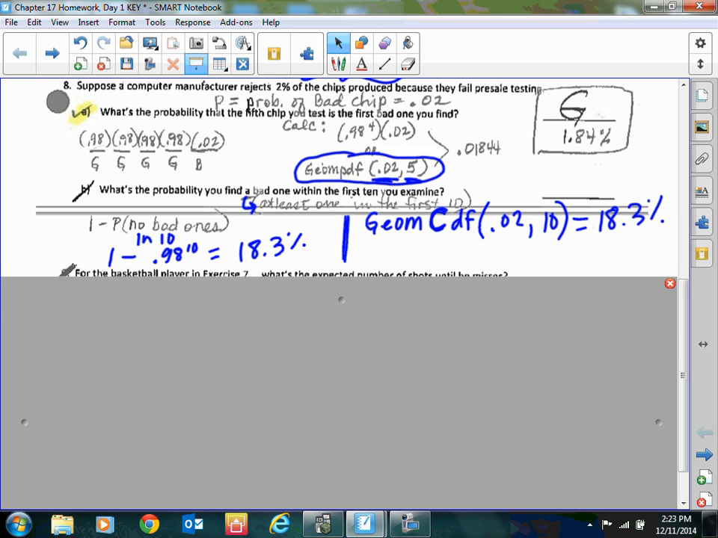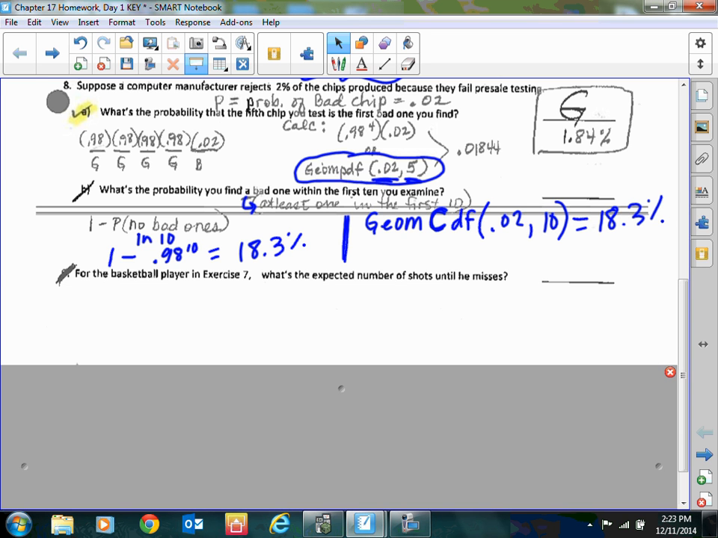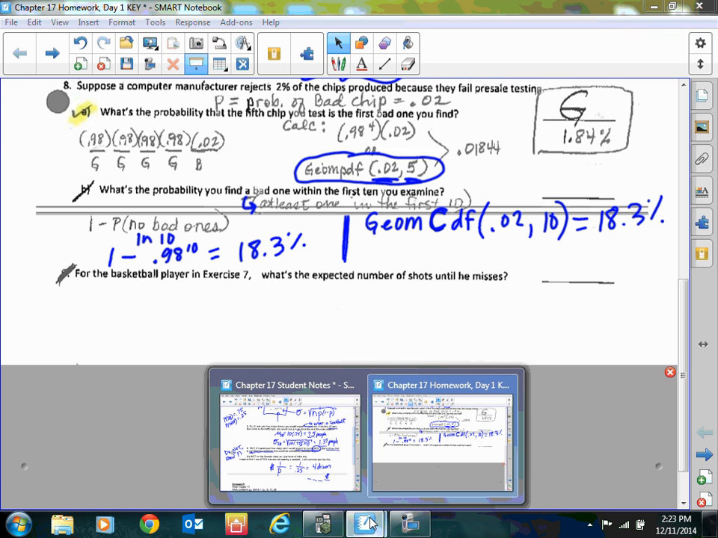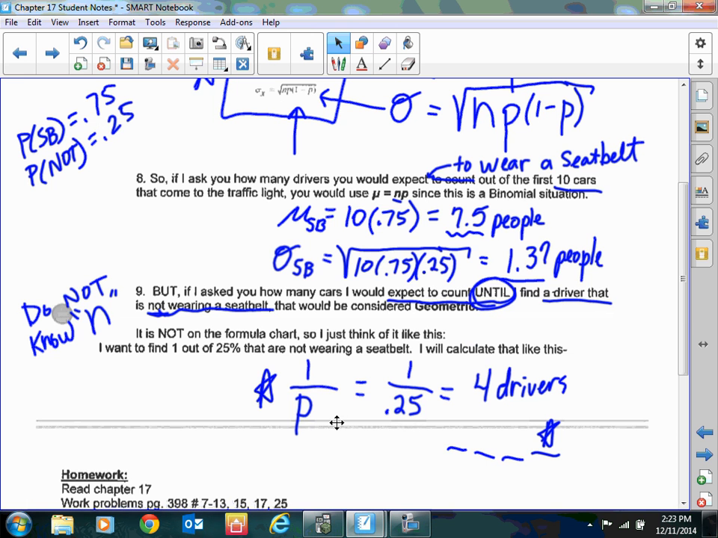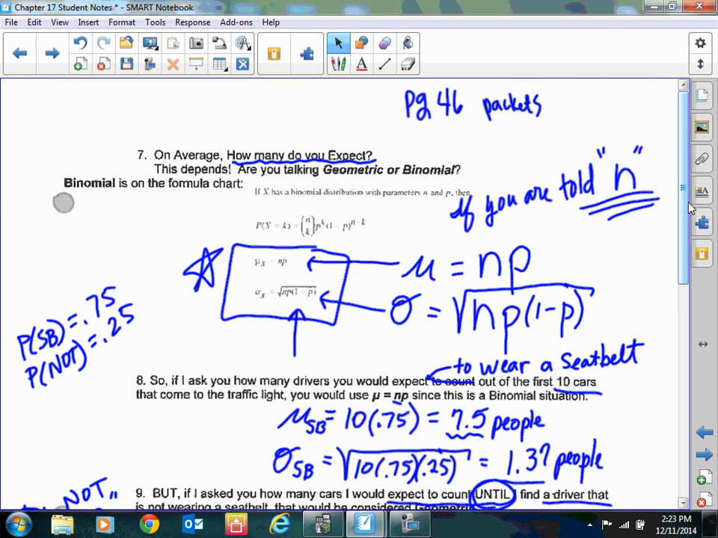Okay, let's do this one. For the basketball player in exercise 7, that's where he makes 80% of his shots. What's the expected number of shots until he misses one? He's standing there, how many do you think he's going to have to throw on average until he misses one? How do we figure that out? Do you know n? Do you know how many trials you're going to go to? You do not know n.